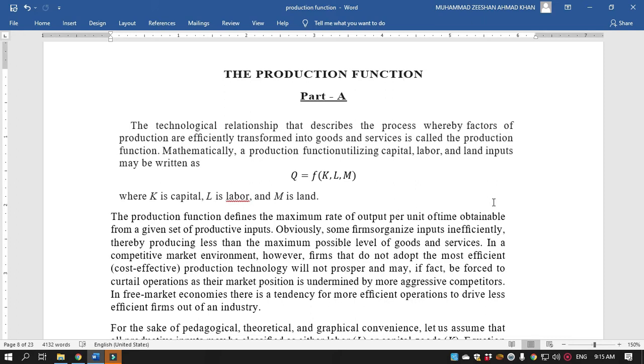Actually, the technological relationship that describes the process whereby factors of production are efficiently transformed into goods and services is called a production function.